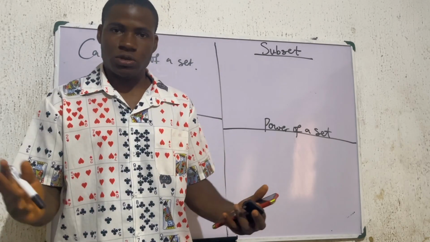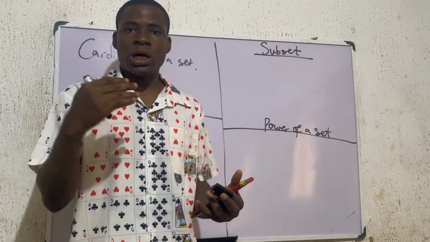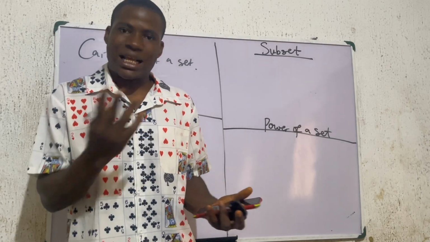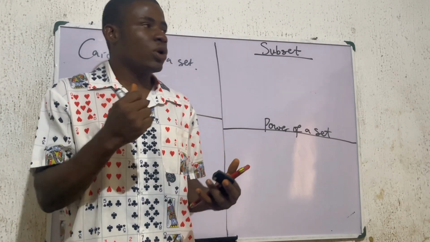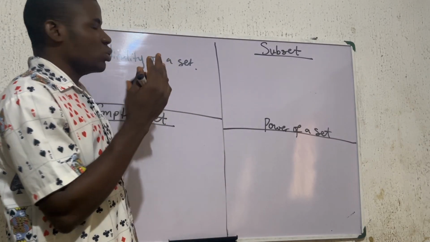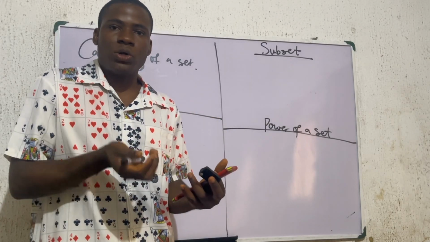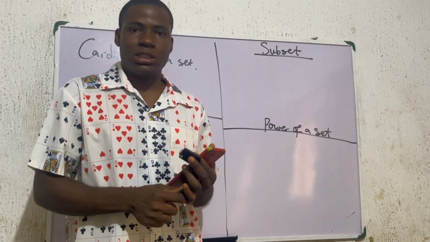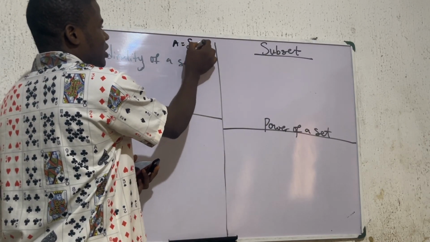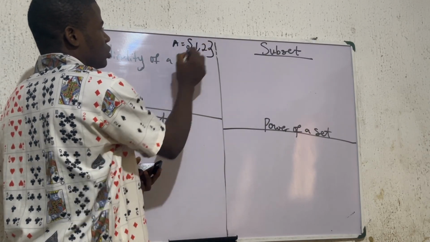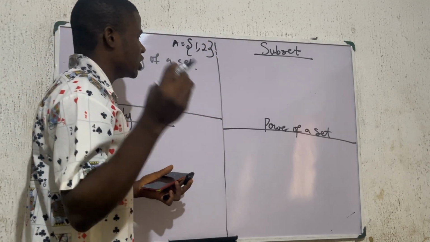For instance, sets of phones. When I say sets of phones, we have iPhone, we have Samsung, we have different brands. Cars, we have Mercedes Benz and so on. You understand? For something to be a set, the members seen in a set are called elements of the set. For instance, if the elements in set A are 1 and 2, then 1 and 2 are said to be the elements of set A.